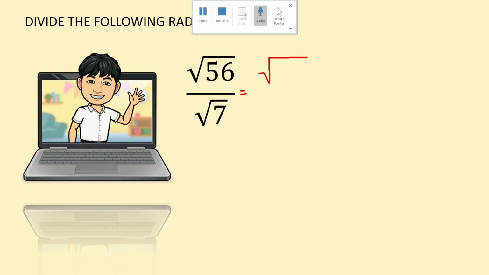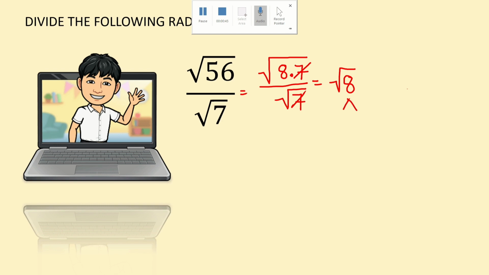That is square root of 8 multiplied to 7 all over square root of 7. Next, we can cancel out 7 and what is left now is square root of 8. We can also get square root of 8 by directly dividing square root of 56 by 7. So our answer is square root of 8. But square root of 8 can still be simplified.